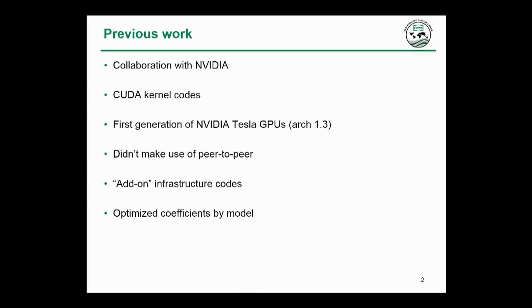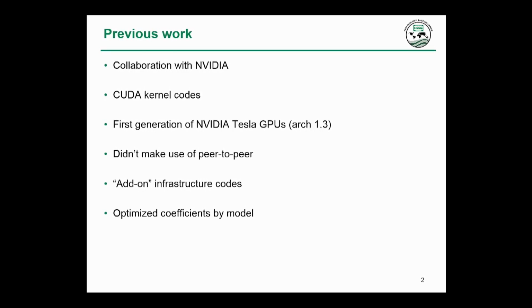So in previous work, we had focused on doing finite difference wave propagators with a reverse time migration in mind. We had worked on a collaboration with NVIDIA. This resulted in some CUDA kernel codes, very similar to the finite difference kernel discussed by Polyus and NVIDIA at GTC in 2009. We had a focus on the first generation of Tesla GPUs. So for example, we weren't able to make use of peer-to-peer at the time, so we used MPI for communicating your ghosts and your decomposed neighboring domains.